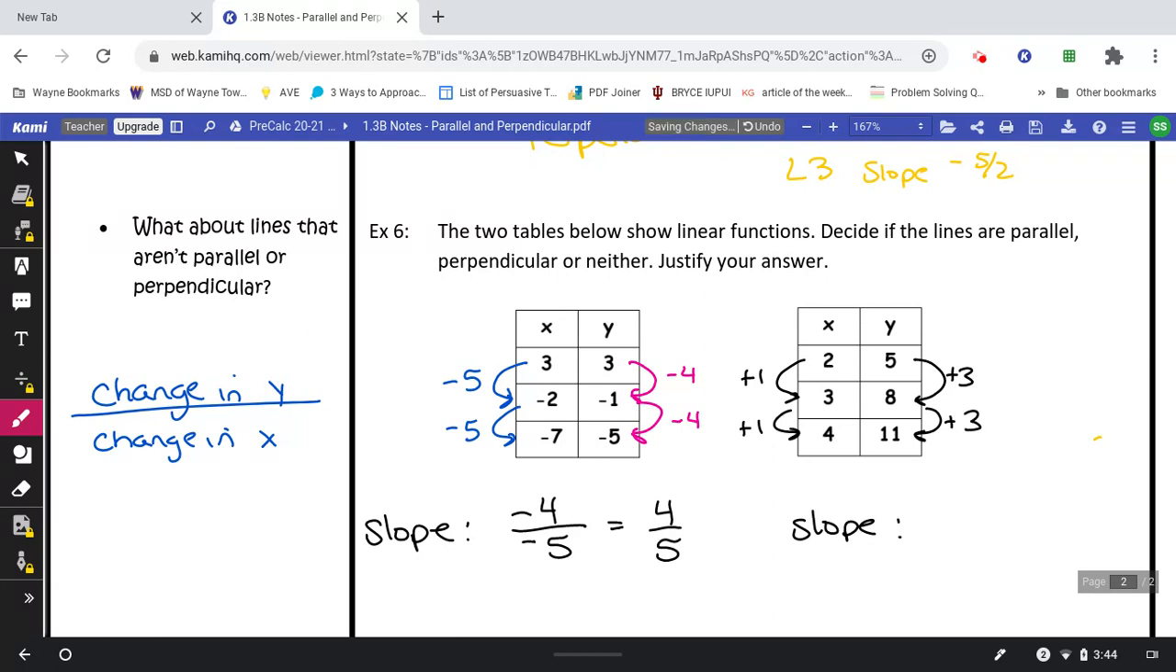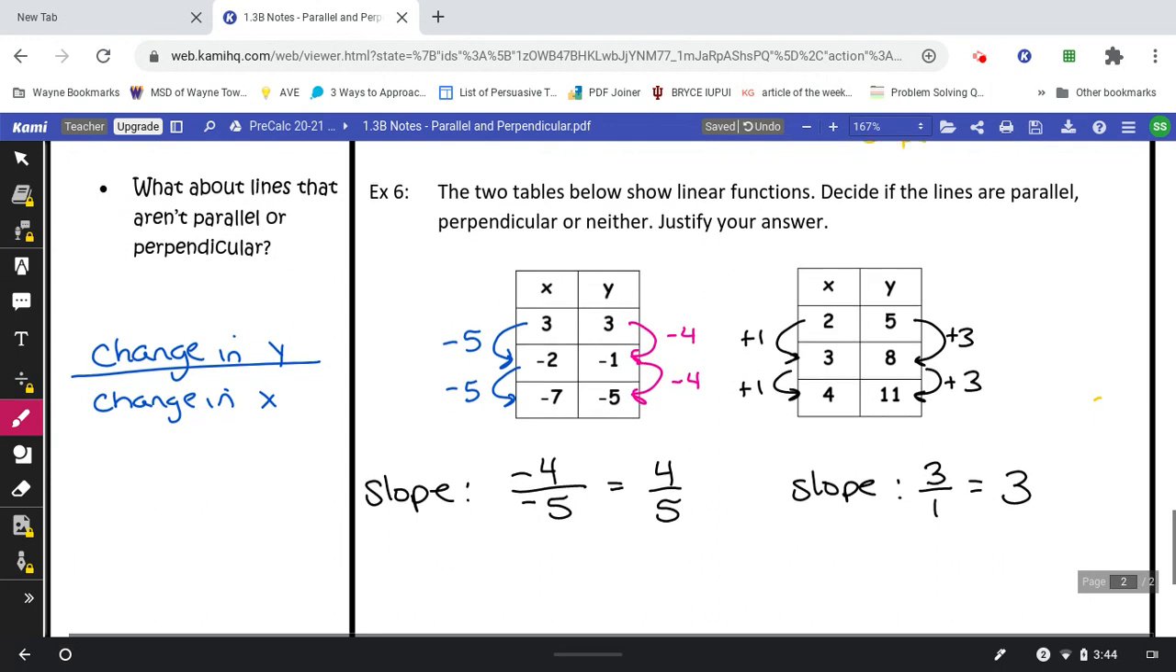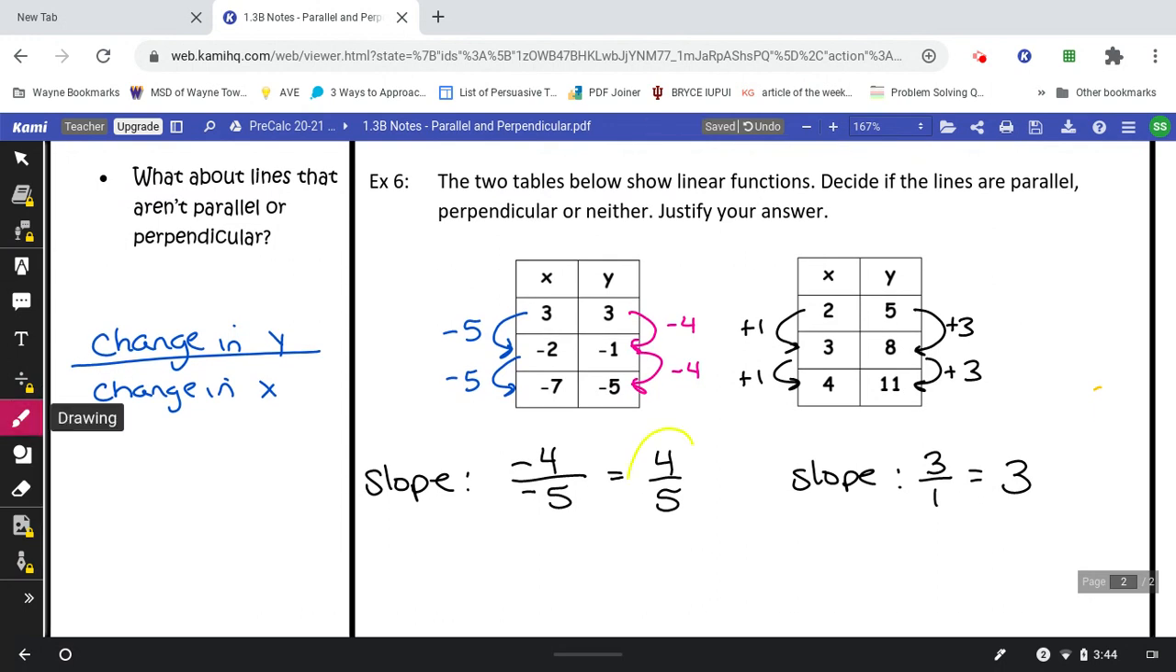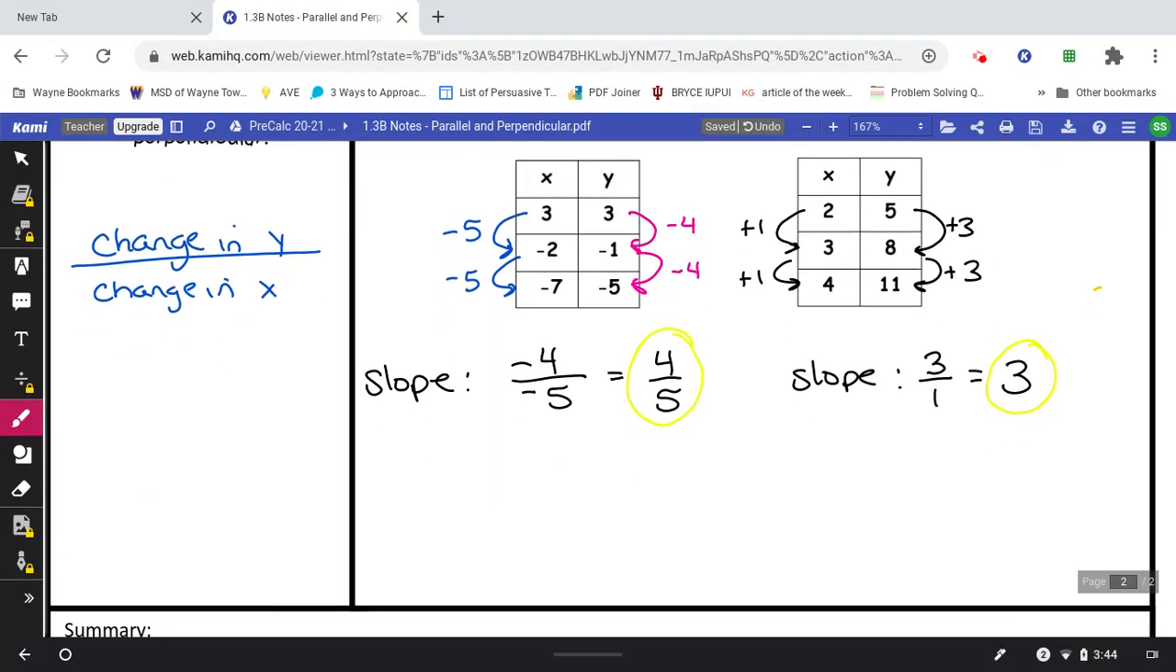All right, so make sure your change in y's goes at the top. Your change in x's goes at the bottom. And that gives you 3. So then I compare 4/5 compared to 3. Are they parallel? Are they exactly the same number? Obviously not. 4/5 and 3 are not the same number, so they are not parallel.